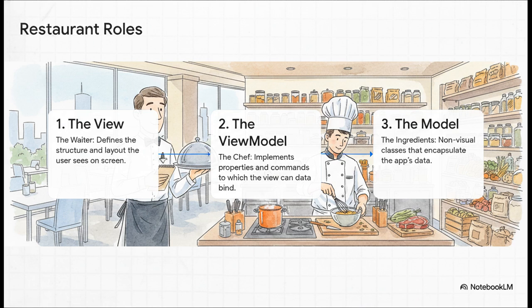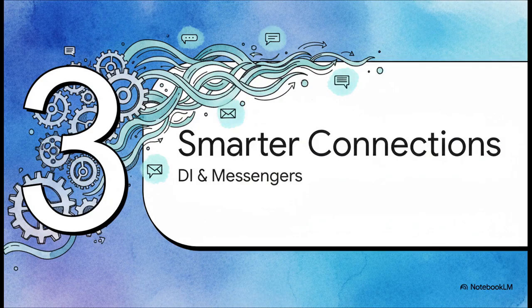But the chef doesn't know what the dining room looks like, and the ingredients definitely don't know who the chef is. That separation is everything. Okay, so we've organized our code into these clear roles. But how do all these different parts get the tools they need to do their jobs? And how do they talk to each other without getting all tangled up again? This is where smarter connections come in.